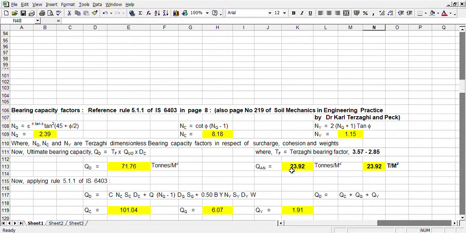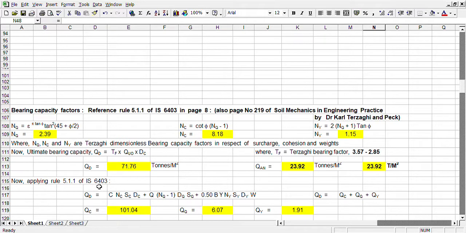After using a safety factor of 3, we are getting the safe ultimate bearing capacity. Safe ultimate, not net or gross. Safe, it is 23.92.